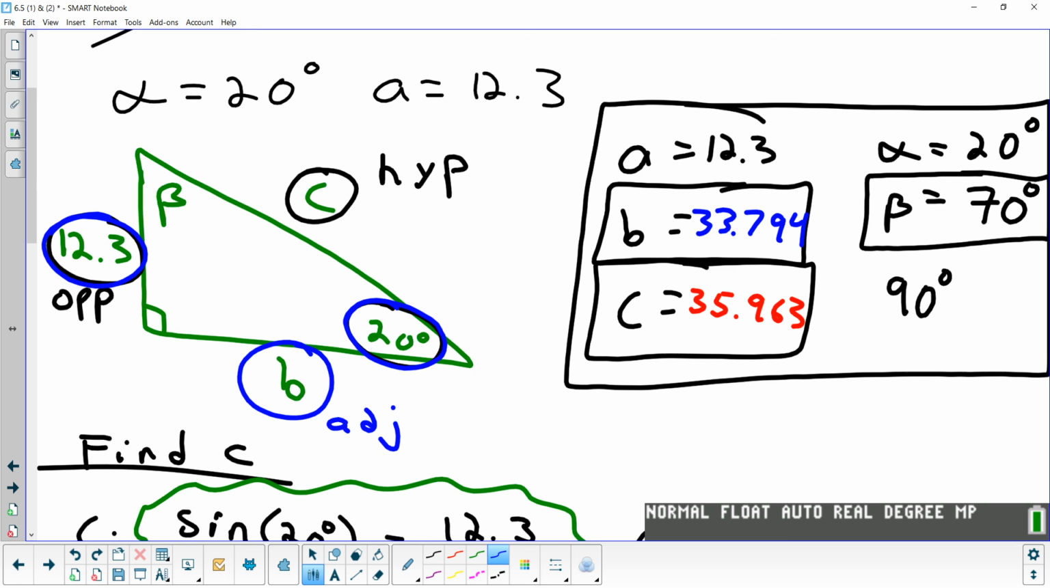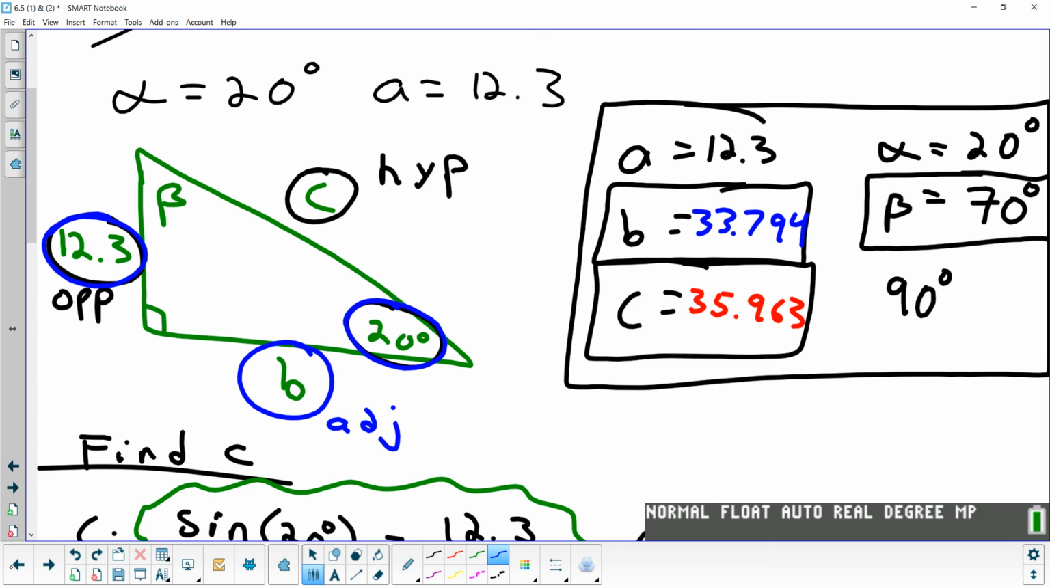Okay, and everything looks good. If you have time, you could check it with the Pythagorean Theorem. A squared plus B squared should be close to C squared. We've rounded, so it's not going to be exact. Okay, any questions on that?